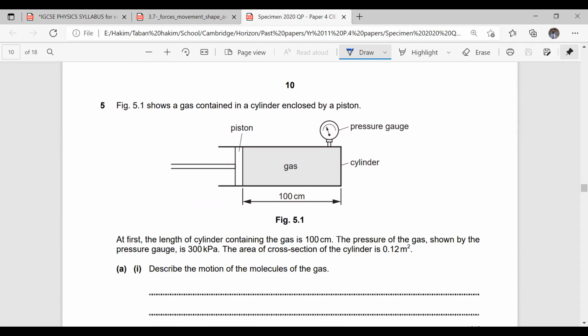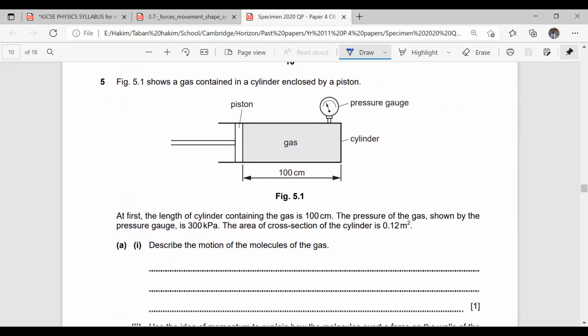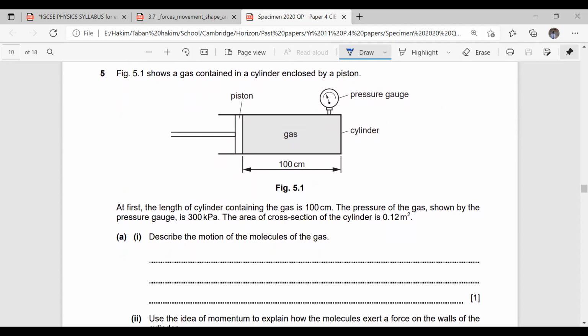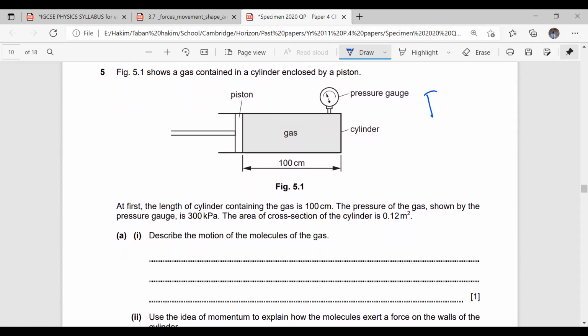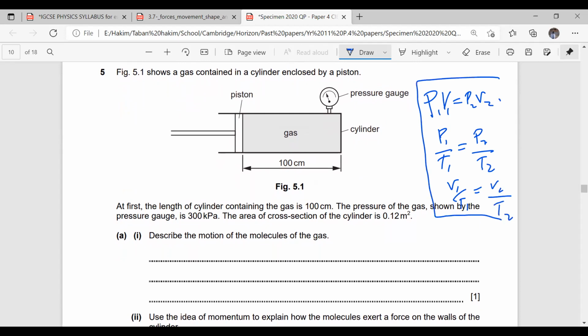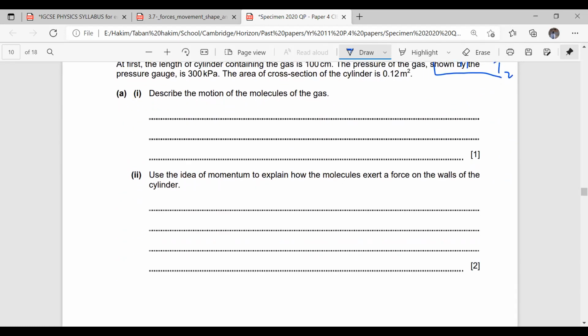Then we have this number 5 here. I'm going to leave this one for you to try out. We're going to be using the gas laws. In other words, P1V1 is equal to P2V2. Then we shall be using P1 over T1 is equal to P2 over T2. And then V1 over T1 is equal to V2 over T2. So I'm going to choose from each of these, and then you answer this question. And it is also about Boyle's law.